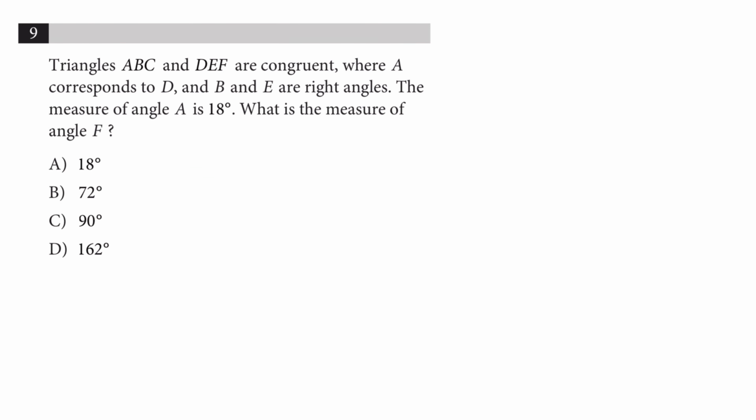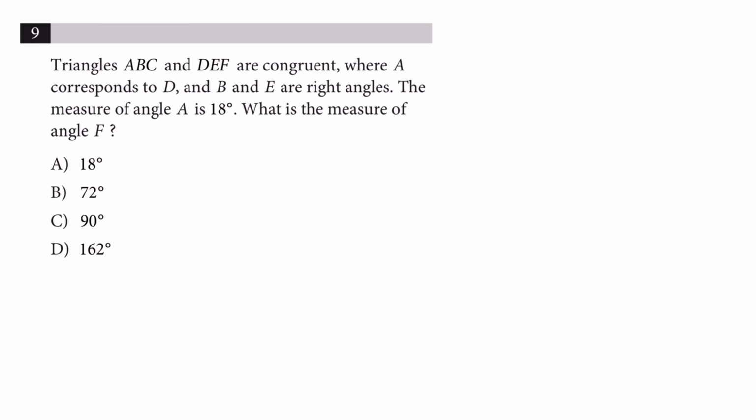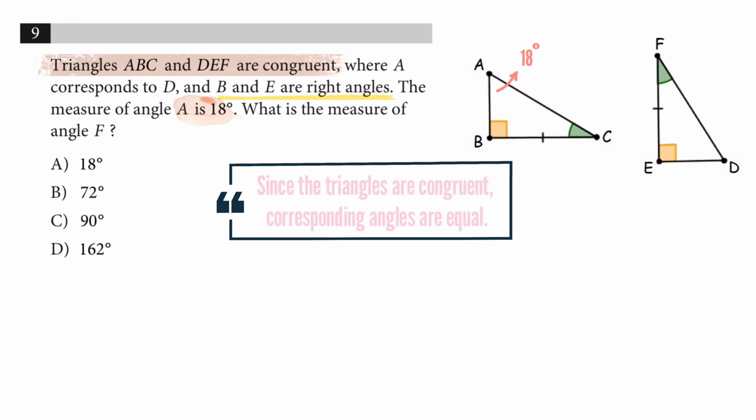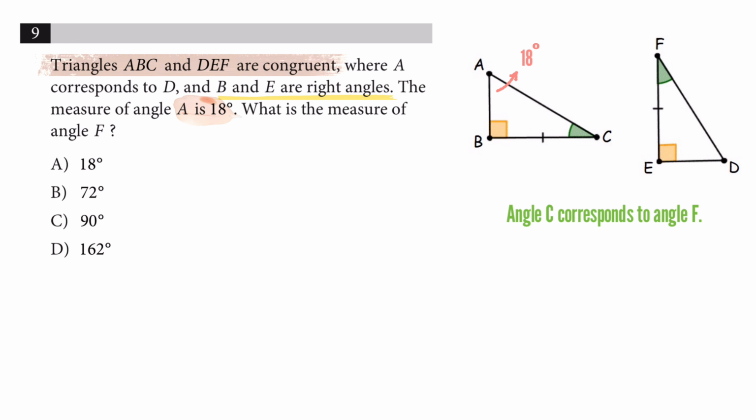Now we're moving into some geometry. Don't worry, it's just about knowing one basic rule. Triangles ABC and DEF are congruent, with right angles at B and E, and angle A equals 18 degrees. Since the triangles are congruent, corresponding angles are equal. Angle C corresponds to angle F.